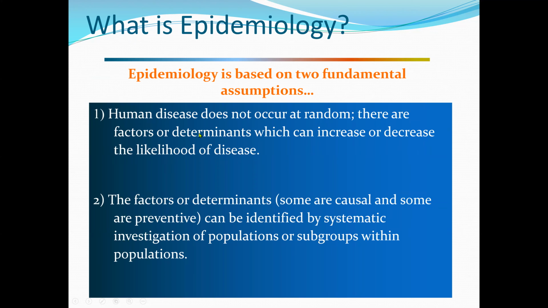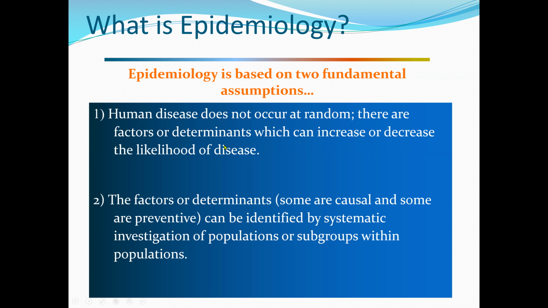First we start with the definition of epidemiology. Epidemiology is based on two fundamental assumptions. The first assumption says human disease does not occur at random. There are factors or determinants which can increase or decrease the likelihood of disease. I think this is the main reason why we study epidemiology: we want to know the causes or the factors, the determinants of a disease or an outcome, the risk factors.